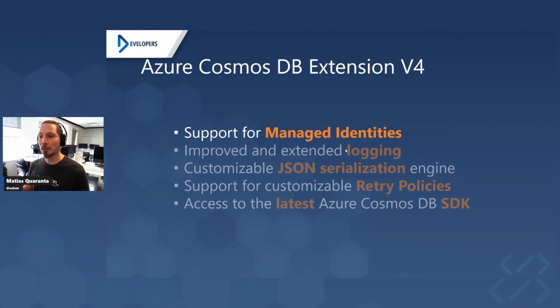be using. We support managed identities out of the box, which means that you don't need to deal with connection strings anymore. You don't have to build weird Azure Key Vault wirings. You can just use the managed identity that is on the function app and assign RBAC permissions to that identity on Cosmos DB, and that will just work.